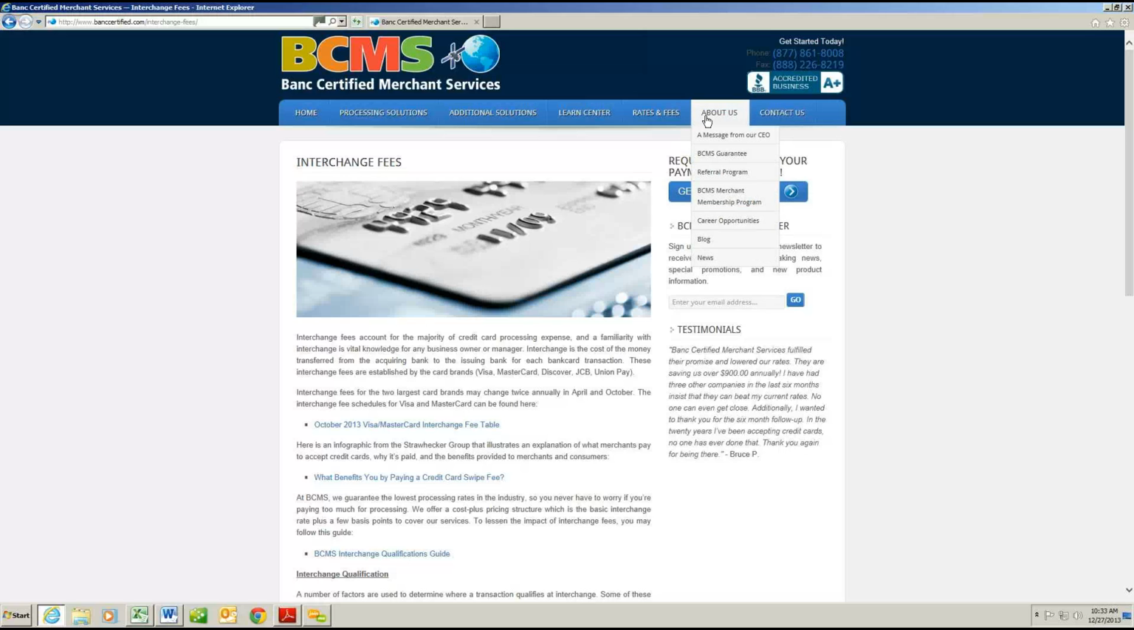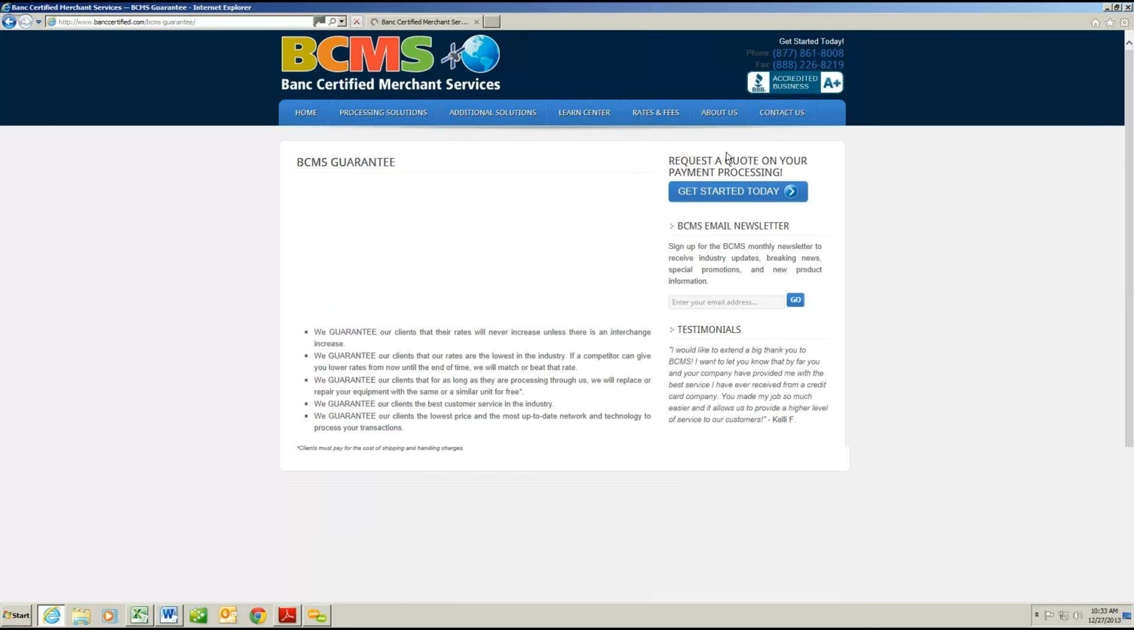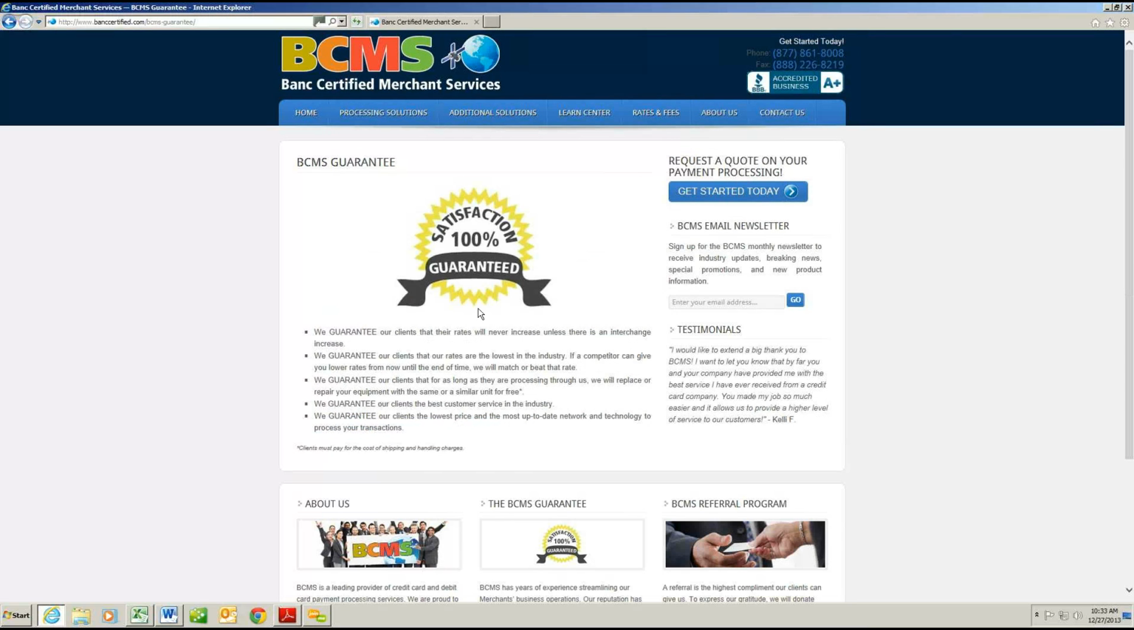In addition, there's a whole section of this that I'd really like for you guys to take to heart. It's the BCMS guarantees. These are the blanket guarantees that we give to our merchants. This is what really sets us apart from our competition. The first one being, we are not going to increase your rates unless there's an interchange increase. The second one is a guarantee that our rates are the lowest in the industry. If the merchant gets a lower rate, in writing, we'll match it, no questions asked.